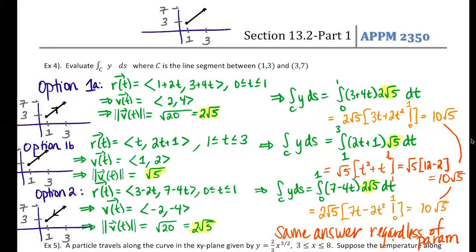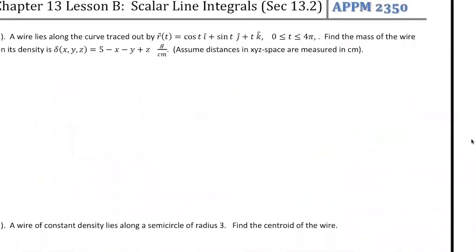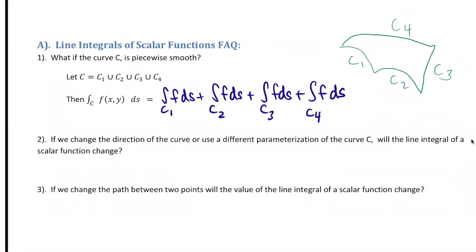So this is important because we can go back to what we had asked on the previous slide, which said if we change the direction of the curve or if we use a different parameterization, will the line integral of a scalar function change? And the answer is no. We just saw that specifically with this example.